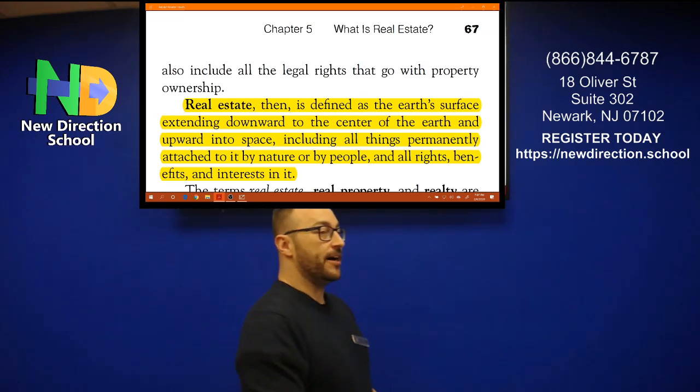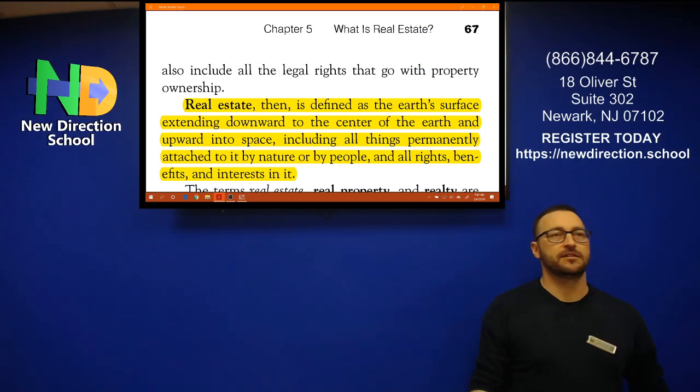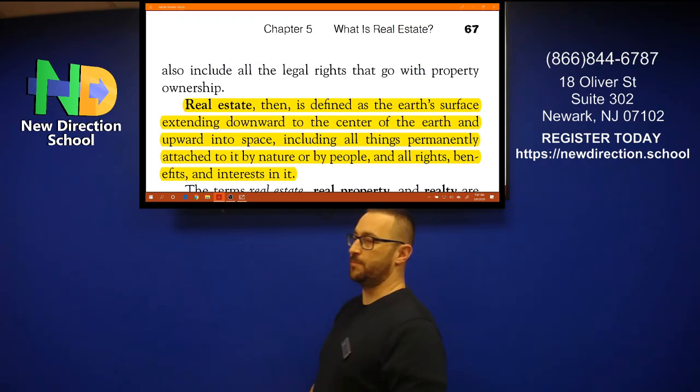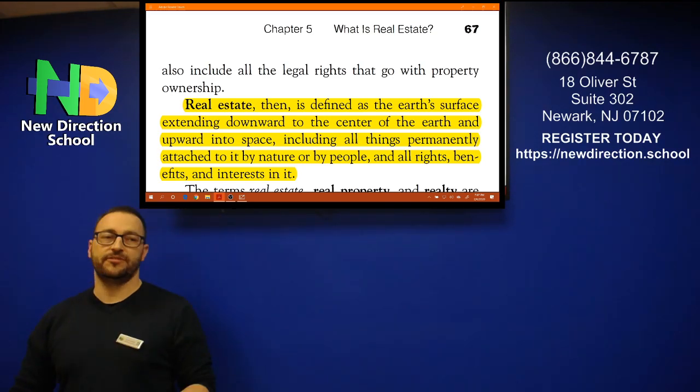Real estate then is defined as the Earth's surface extending downwards to the center of the Earth, upward into space, including all things permanently attached to it by nature or by people, and all the rights, benefits, and interest in it.